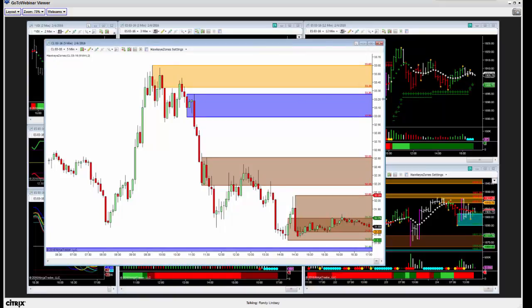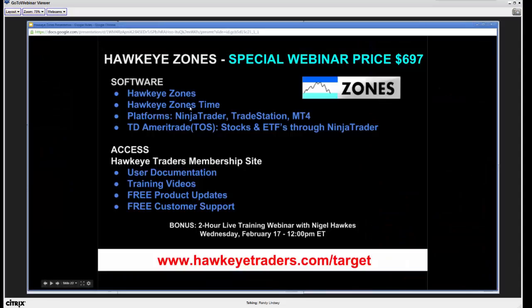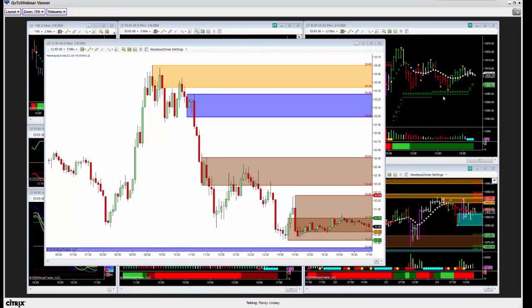Does the software package include tick and volume count indicators? No, the package only includes the Hawkeye zones itself. So if you're looking for what includes only the zones and the zone time indicators. The other indicators I've shown on the charts were just part of my trading system, part of the Hawkeye system, but not part of what we're offering for you today. What's offered today are the Hawkeye zone and the zone time software only.